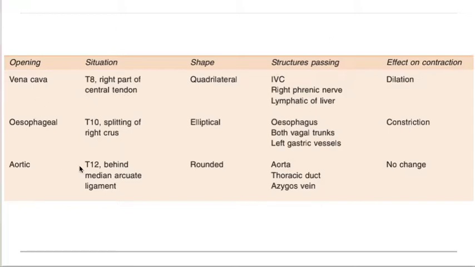The aortic opening lies at T12 behind the median arcuate ligament. The shape is rounded, and the structures passing are the ATA structures, that is the aorta, the thoracic duct, and the azygos vein. There is no effect on this opening by the contraction of the diaphragm.